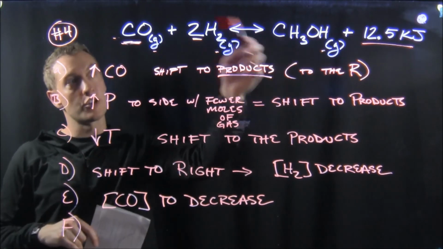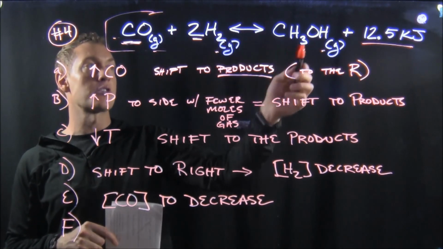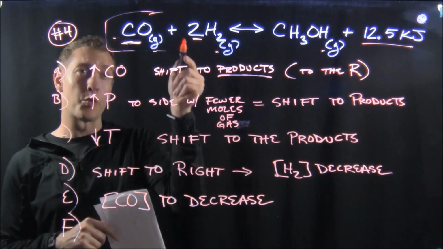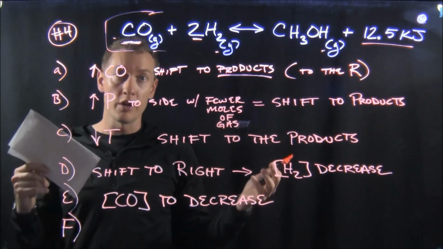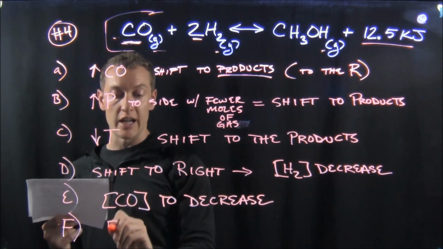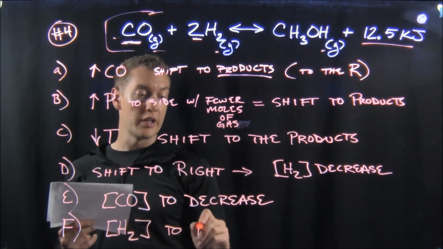And so it's going to shift towards this side, which has 3 moles of gas as opposed to 1 mole of gas. Since hydrogen is on the side with more moles of gas, it will benefit from this expansion. And so that means the concentration of hydrogen gas is going to increase.